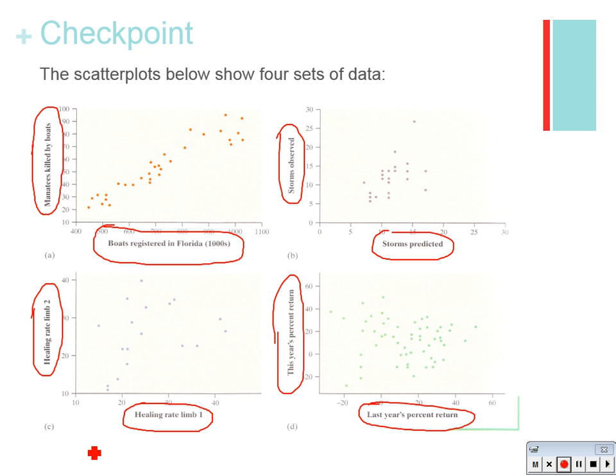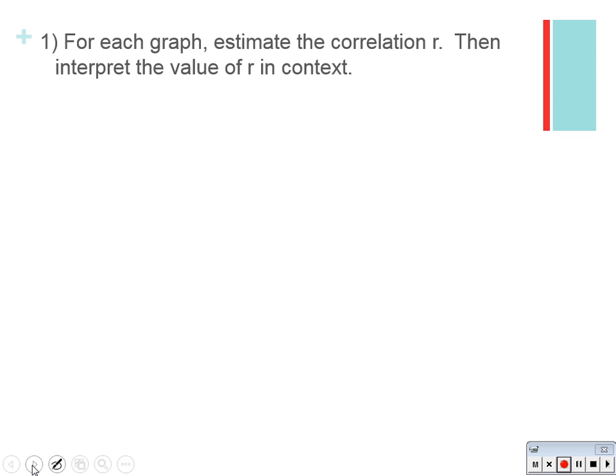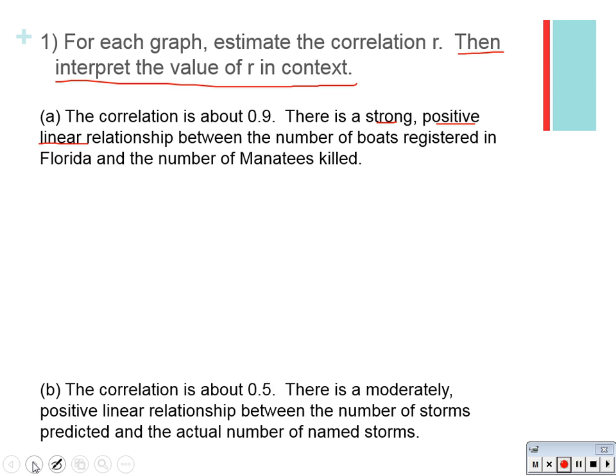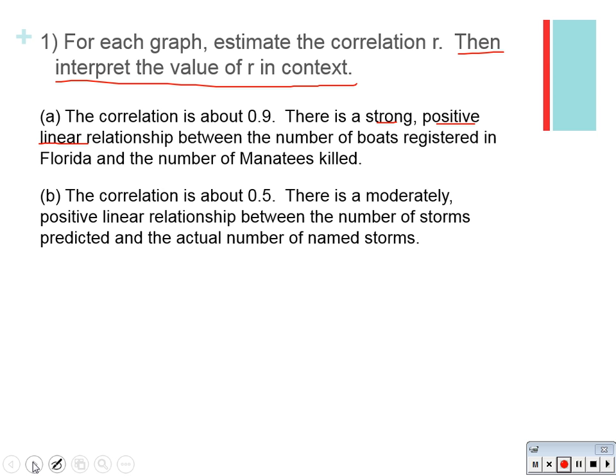So the first checkpoint question asks to interpret the value of R in context for each one of these. For part A, interpreting this in context, we would say there is a strong positive linear relationship between the number of boats registered in Florida and the number of manatees that were killed. So that's part A. For part B, we would say the correlation's about 0.5 approximately.